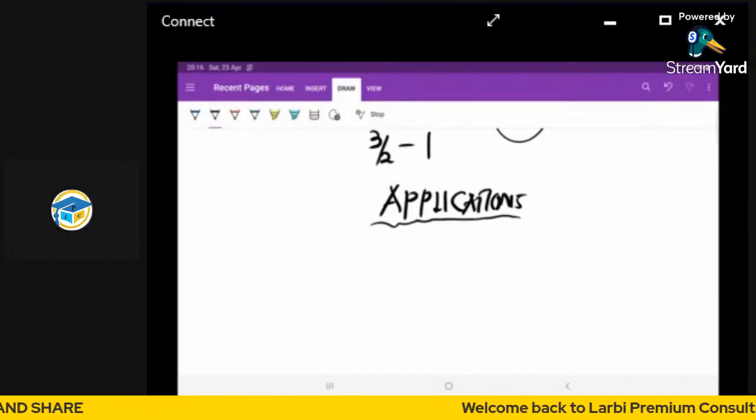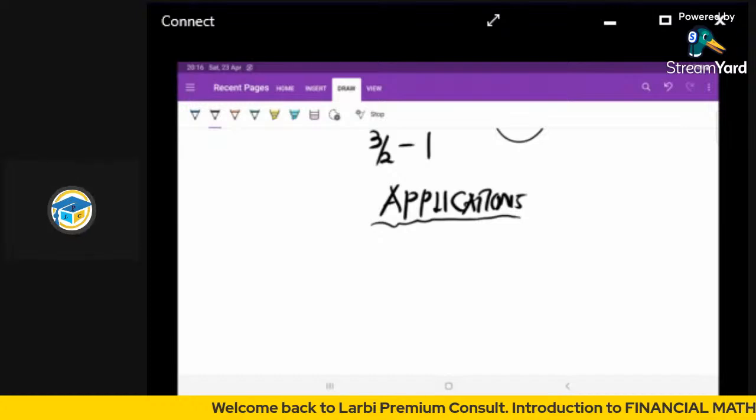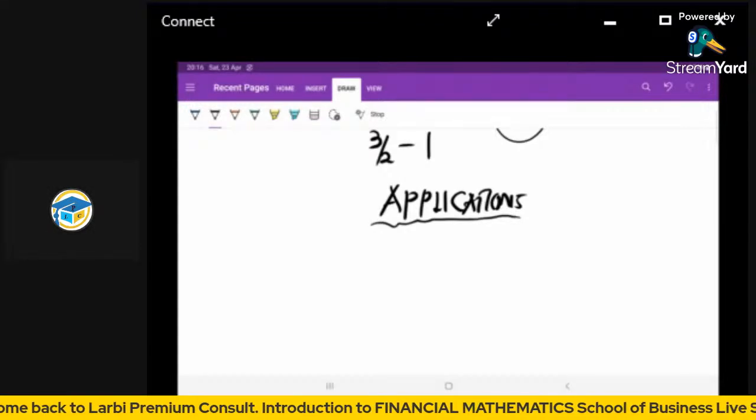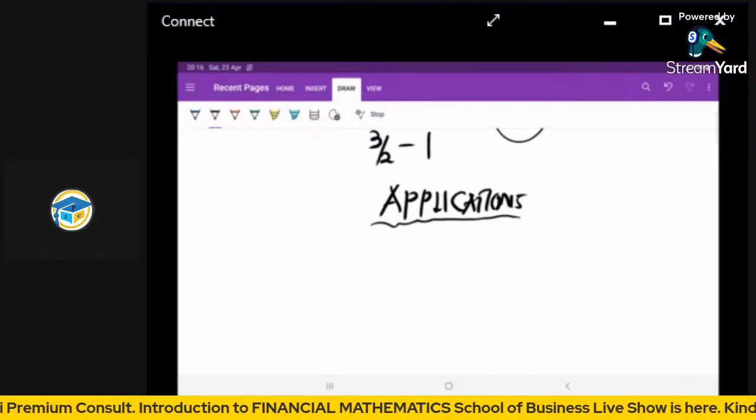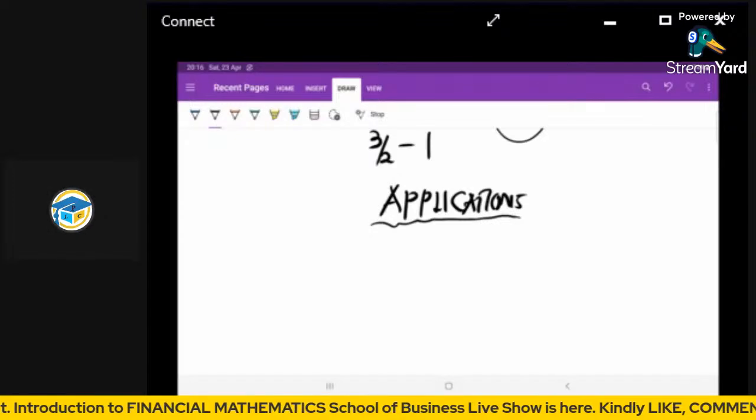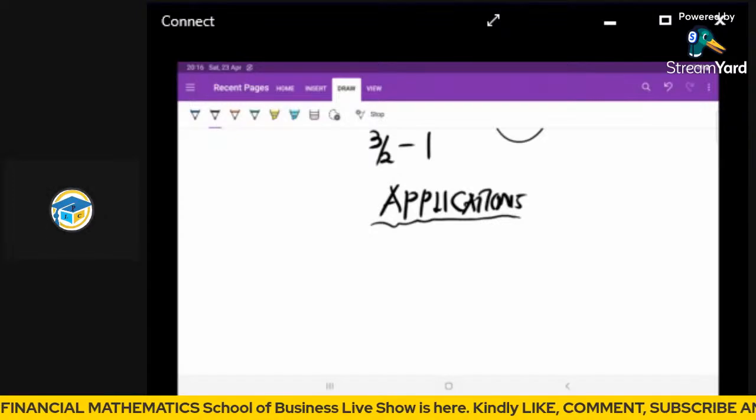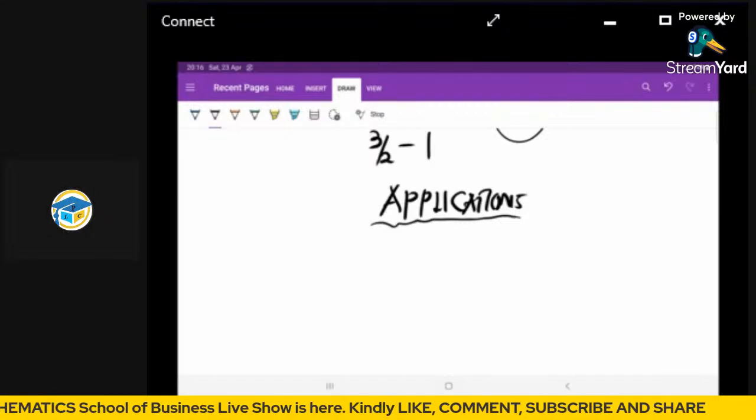I hope that is clear. So that is the issue when it comes to the application. With the application, always ensure that you read the question and understand the key issues they want to bring out, and then apply the basic math models that you have learned to solve those issues. So let's take note of that.